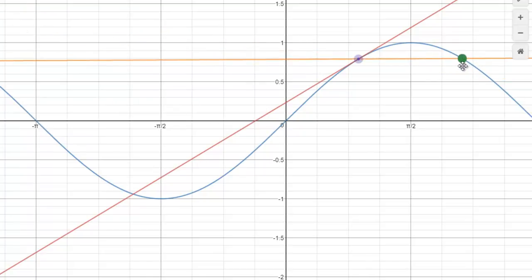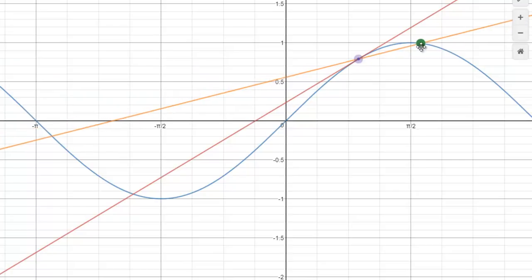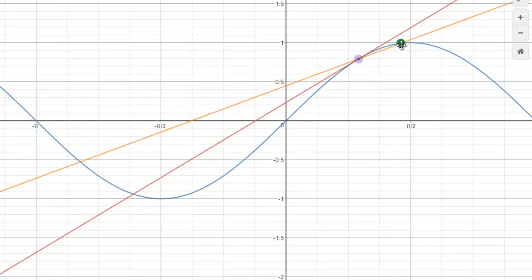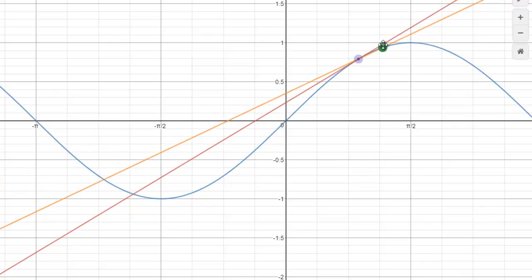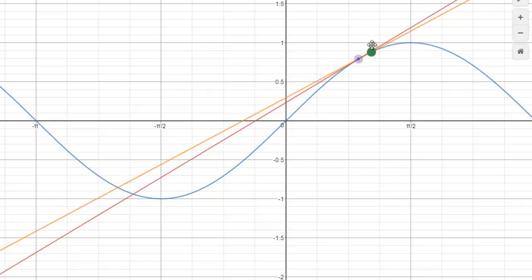Notice the orange line and the red line look nothing alike right now. The orange is horizontal and the red is not. But notice as I get closer and closer with the green dot to the purple dot, the slope of the orange line is getting closer and closer to the slope of the red line. And when the purple and green coincide, then the two lines, the orange and the red, coincide. You can't see the orange because it's covered up by the red line.